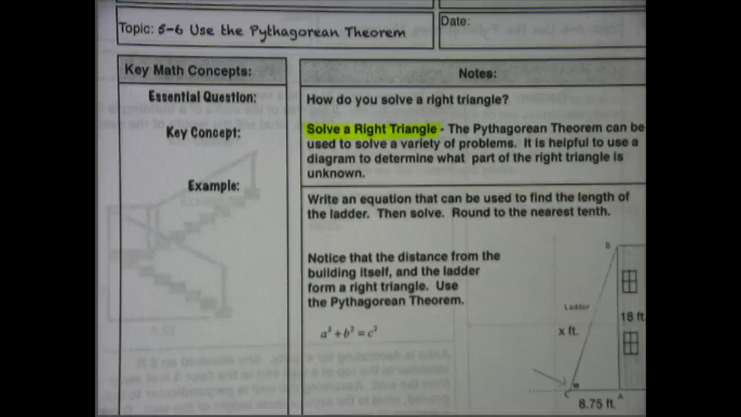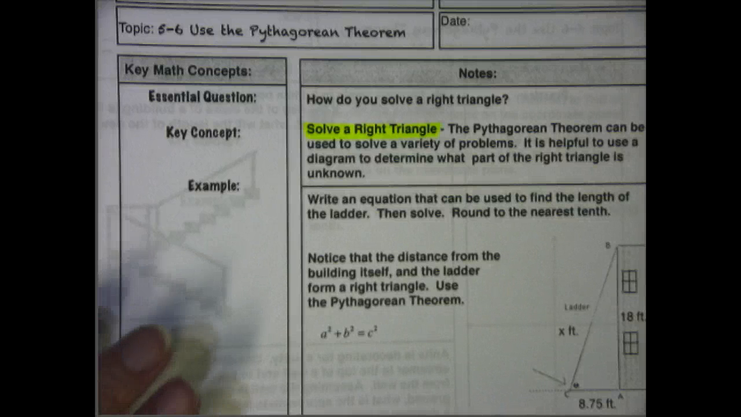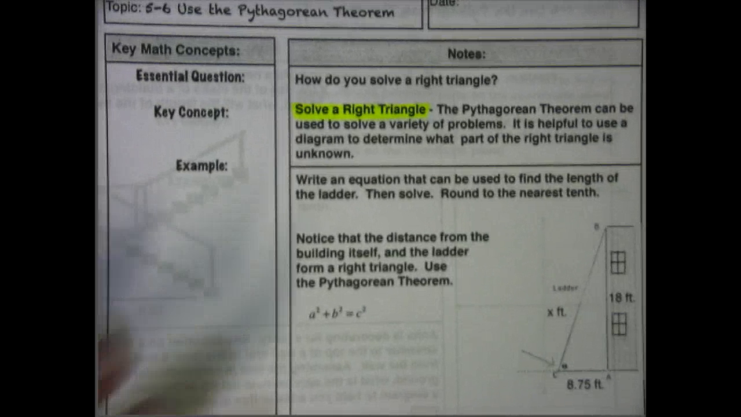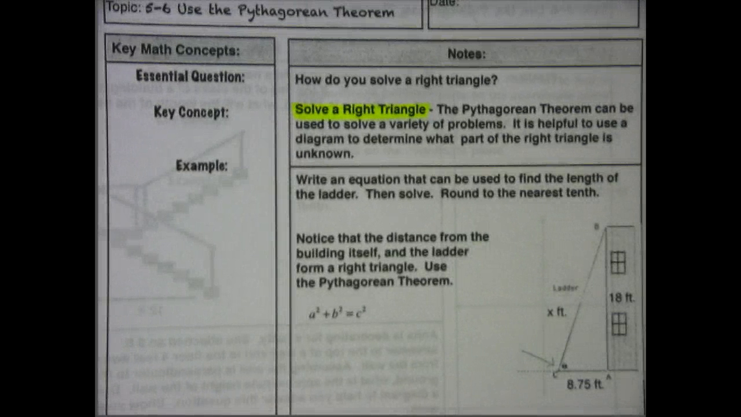On the ISAT and on other tests that you're going to take in the future, as well as in this classroom, you're going to see lots of problems that can use the Pythagorean theorem to solve them. You need to become familiar with those types of problems, and anytime you see something that might have a right triangle, you should at least consider using the Pythagorean theorem to solve that problem first.